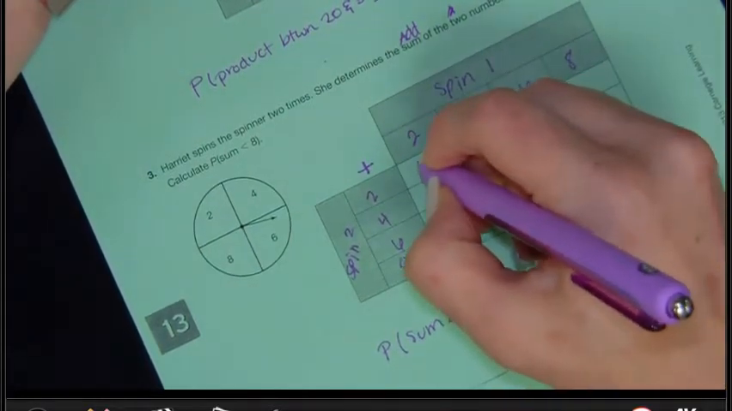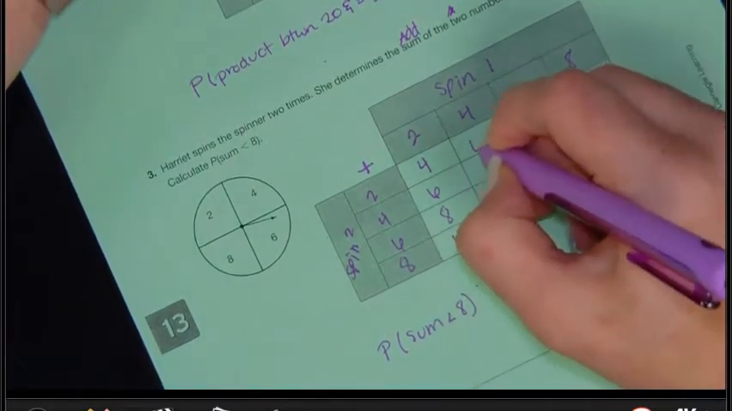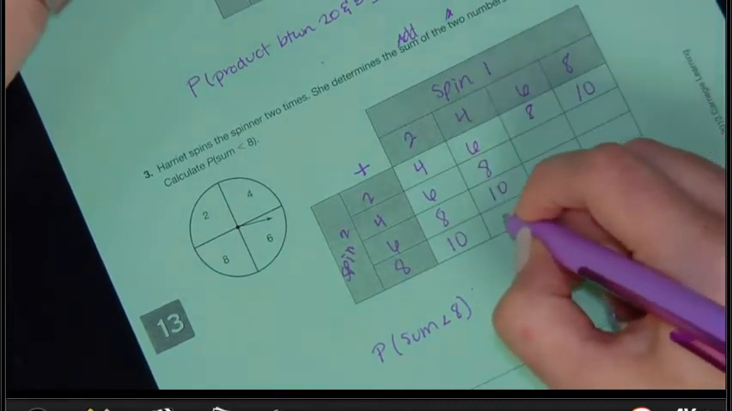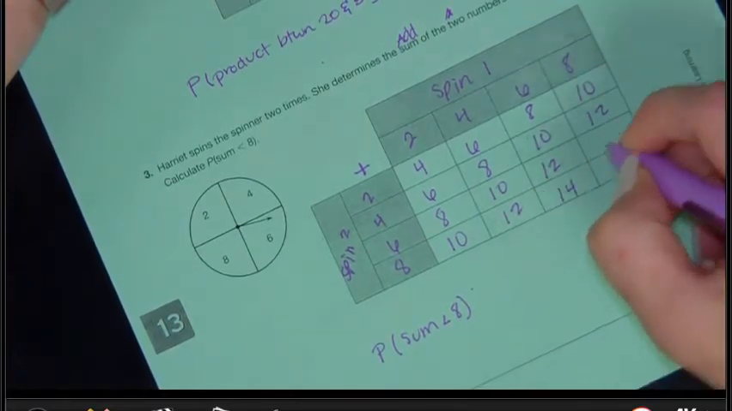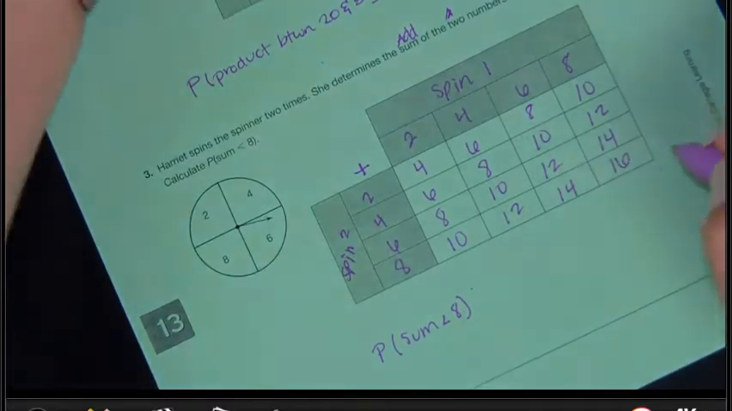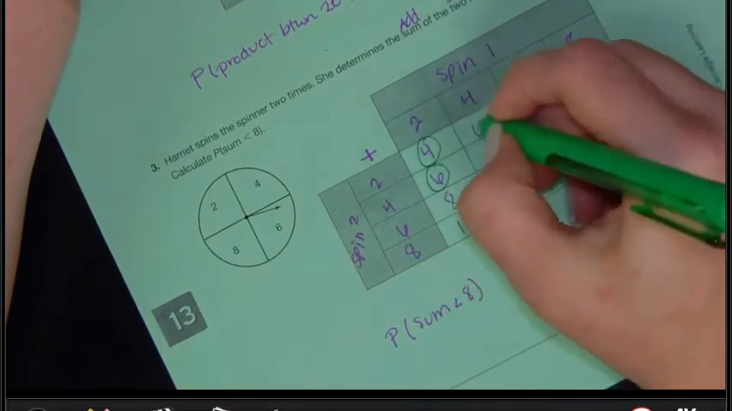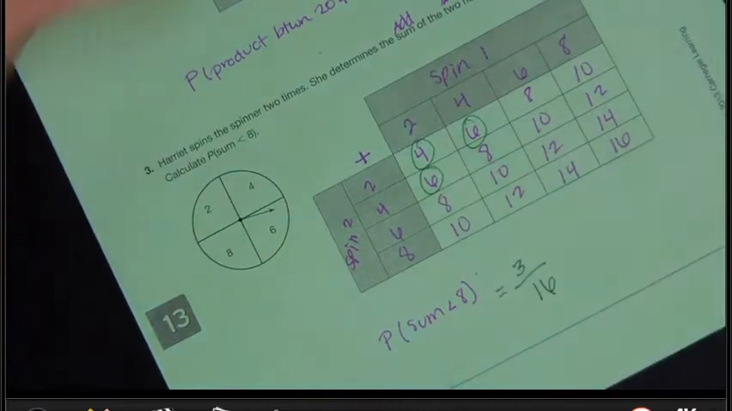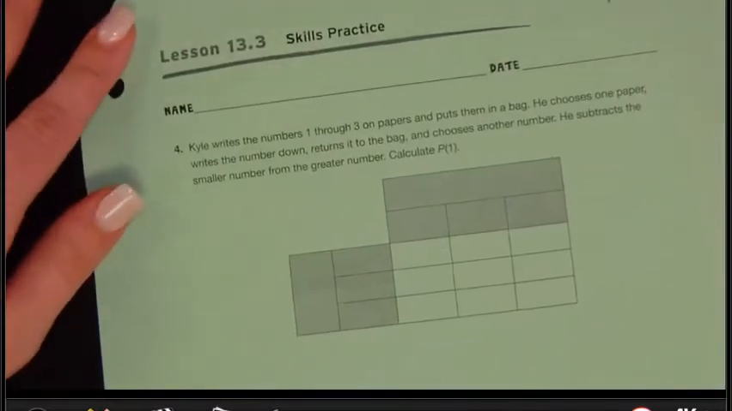Well, now I'm adding. So 2 plus 2 is 4, 2 plus 4 is 6, 2 plus 6 is 8, and 2 plus 8 is 10. So I'm going to have 4, 6, 8, and 10. Well, 4 plus 4 is 8, 4 plus 6 is 10, 4 plus 8 is 12. 6 plus 6 is 12, 6 plus 8 is 14, and then 8 plus 8 is 16. Well, I want to know the probability of everything that's smaller than an 8. So 4 and 6. Looks like I have 3 out of how many total do I have? 16. So 3 out of 16 is my total probability for here. All right, number 4.